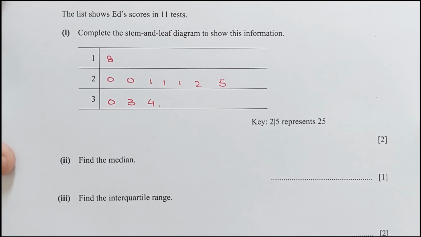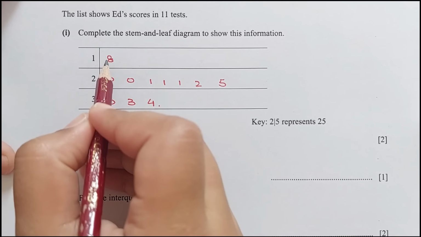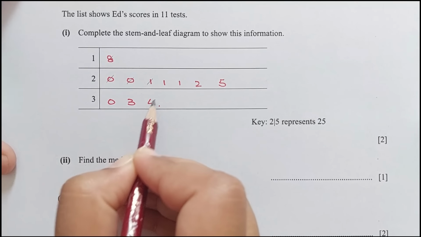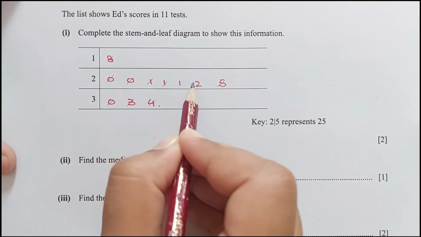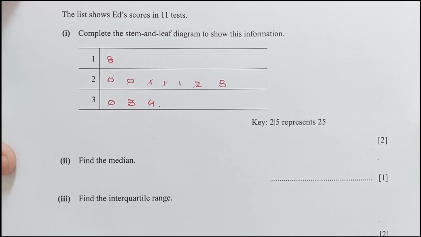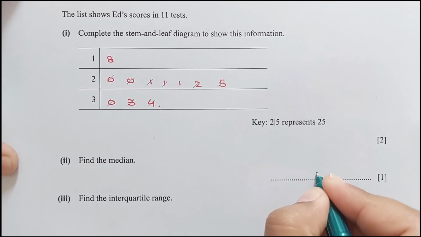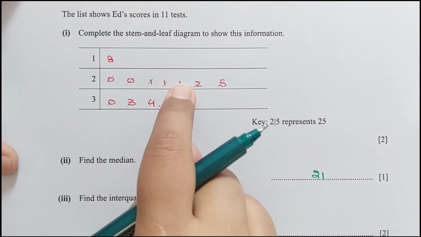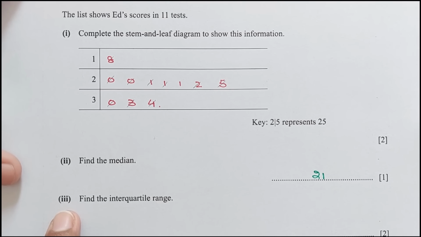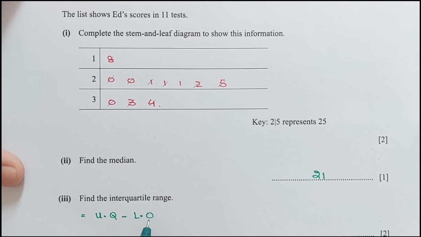Now for the second part, find the median. Median is again the middle value of the data. So these are the 11 tests. So we can say 1, 2, 3, 4, then 1, 2, 3, 4, with 1 in the middle. So 21 is the median, the middle value of the data. That is 21. So 2 and 1. Now for the third part, find the interquartile range. Interquartile range is the difference between the upper quartile and the lower quartile.